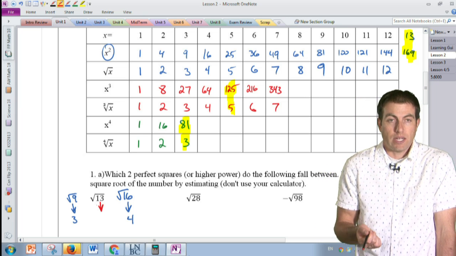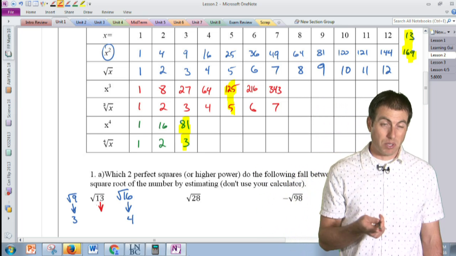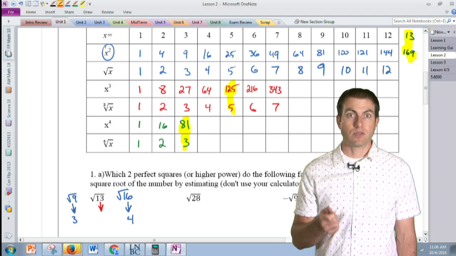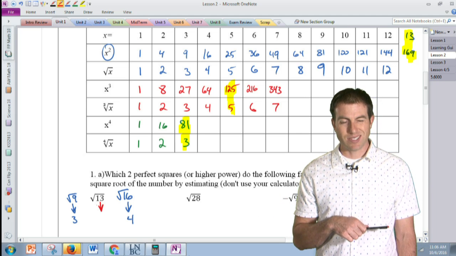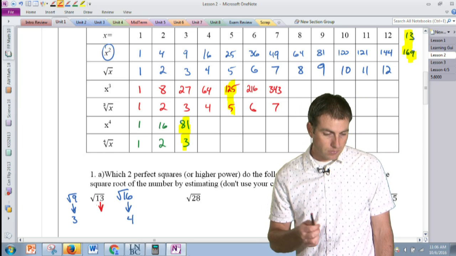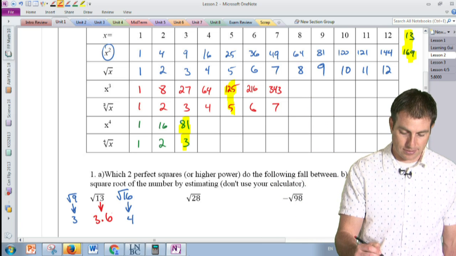There's no right answer in an estimation, just, well, what is it closer to? 13 is 3 numbers away from 16, and it's 4 numbers away from 9. So it's likely to be just a bit bigger than 3.5. If I were to estimate it, I'd maybe estimate it at about 3.6.